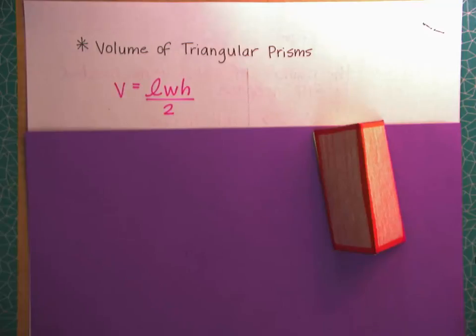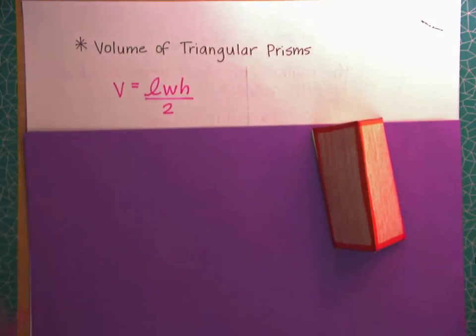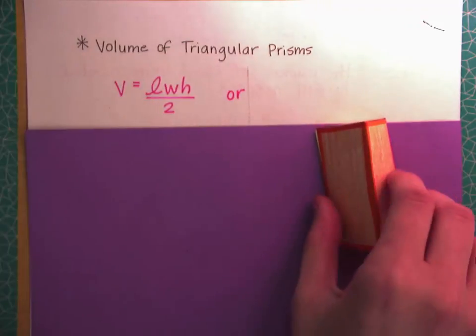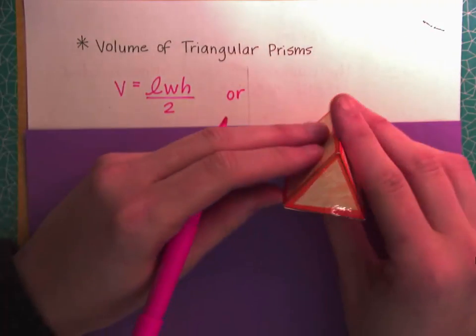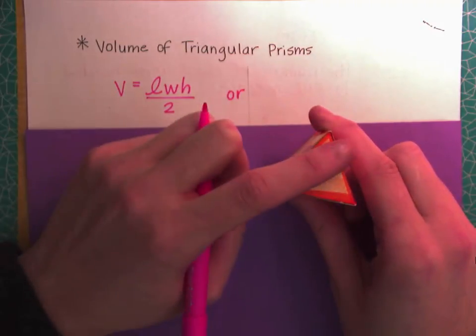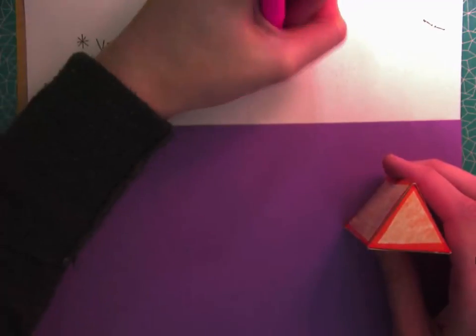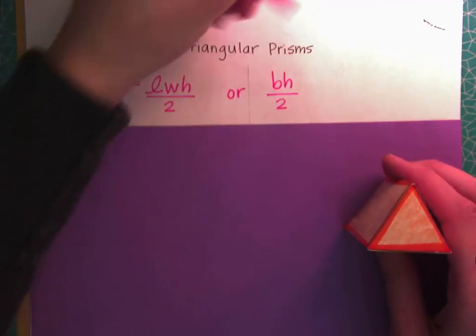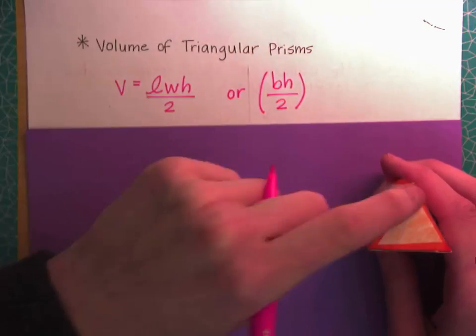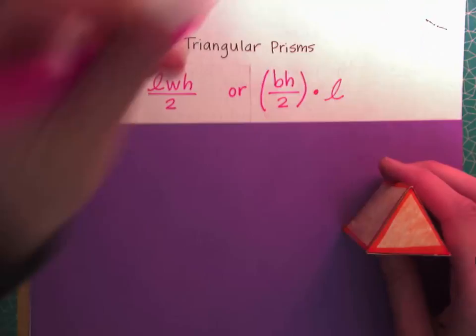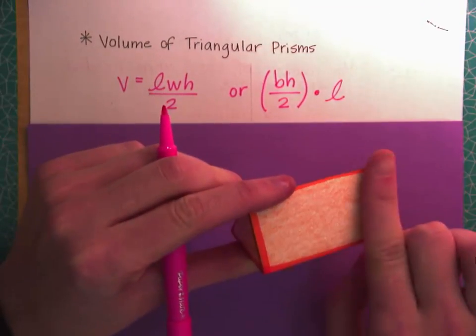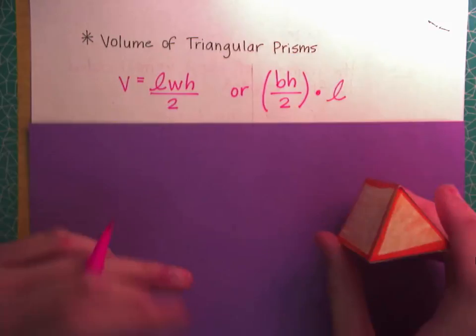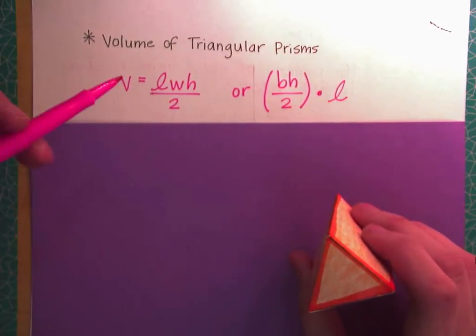If we're just doing that one, do we have to write the other one so we don't get confused? I'm going to write it, but when we do the examples, I'm going to use this one. If you're looking at the edge, remember we've got a triangle here. So the other way you could do this is base times height divided by 2, which would be the area of this triangle, times the length, which would be this part here. That's just an alternative. I prefer length times width times height divided by 2. Okay?